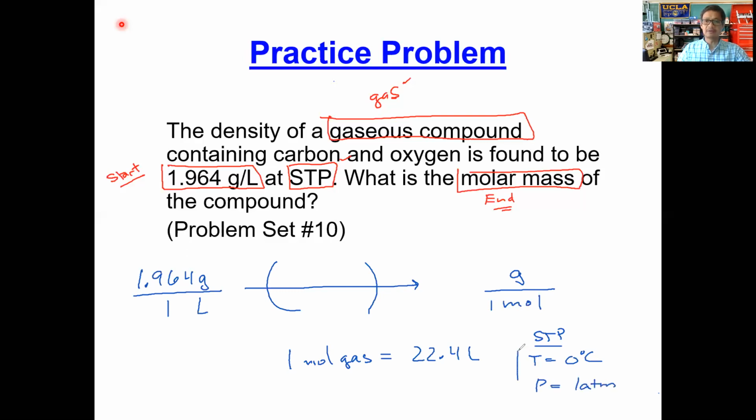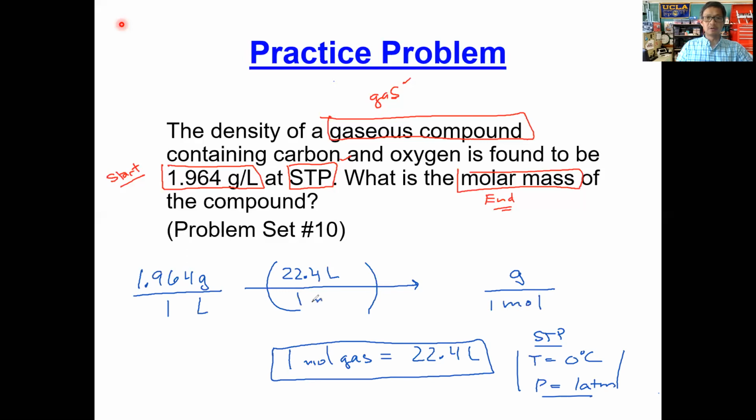So whenever you have these conditions right here and you have a gas, we can use this molar volume, this relationship right here, to carry out our conversion. Okay, so let's go ahead and plug it into our calculation. If you notice, we need the 22.4 liters on top and the 1 mole on the bottom. Hopefully you recognize why, because the unit liter cancels out. We end up with moles on the bottom on both sides of the arrow and grams on top on both sides of the arrow.